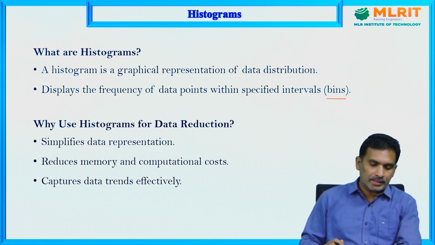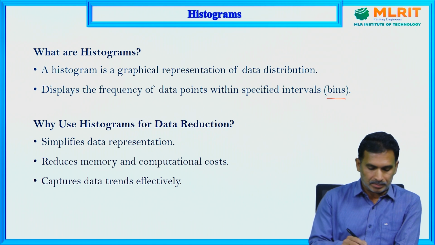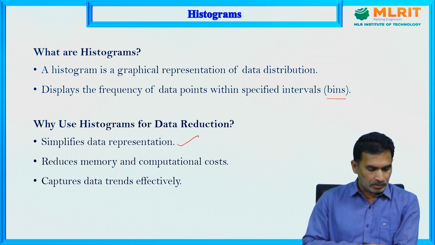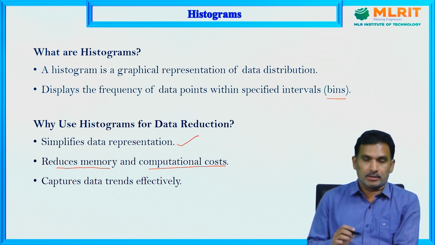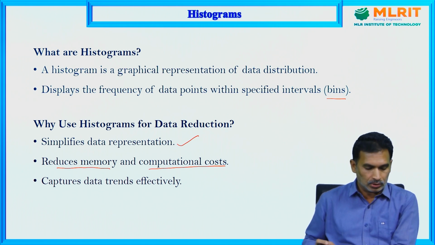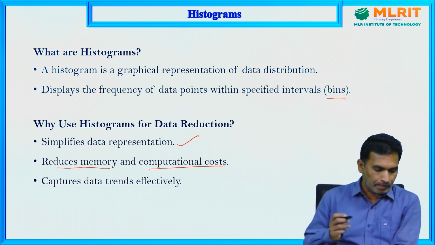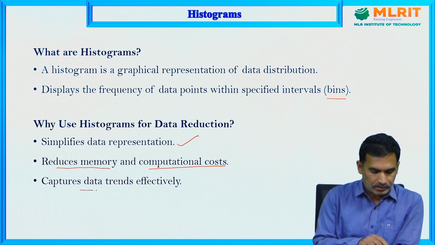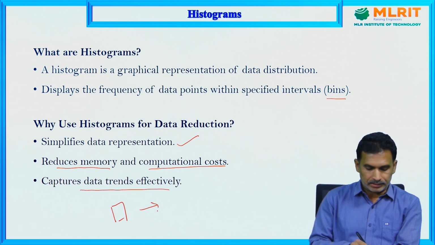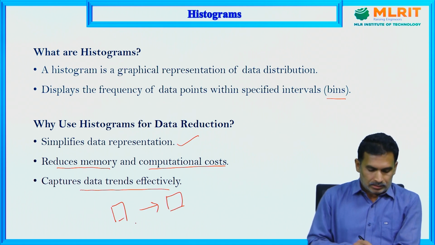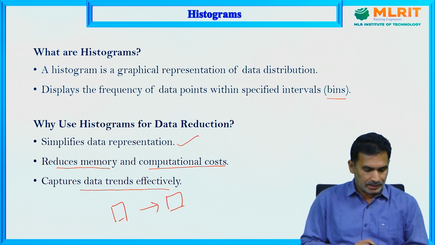So why do we use the histograms for data reduction? Mainly the histograms are used to simplify the data representation. That is, reducing the size of the data, and it also reduces the memory and the computational cost because the size of the data is reduced. So obviously the memory used to store the data and the computational cost would also be reduced. It also captures the data trends effectively, and this is very important, because suppose we have a data set and that is converted into another reduced form, this reduced data set should also represent the same trends. So that is very important to capture the data trends more effectively.